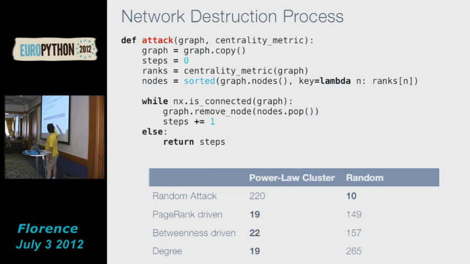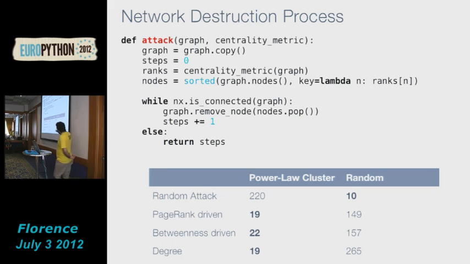So we have a power law cluster network, a network I generated with an algorithm that produces networks with a power law degree distribution, high clustering coefficient, and short average shortest path length. And this is a random graph. So we start with a random attack, where we assume that every device in the network is equally likely to fail.